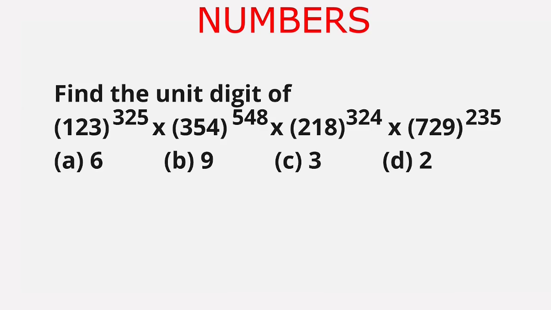Our question is, find the unit digit of 123 to the power 325 multiplied by 354 to the power 548 multiplied by 218 to the power 324 multiplied by 729 to the power 235. The given options are option A 6, option B 9, option C 3, option D 2.